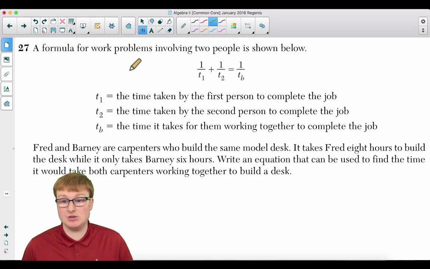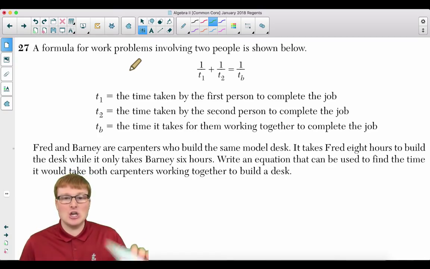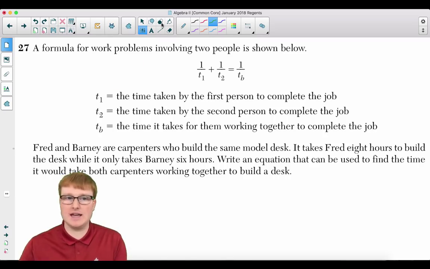Write an equation that can be used to find the time it would take both carpenters working together to build a desk. I kid you not, I was shocked that this was a question. But again, it is a part 2, but I didn't think it was going to be this easy.